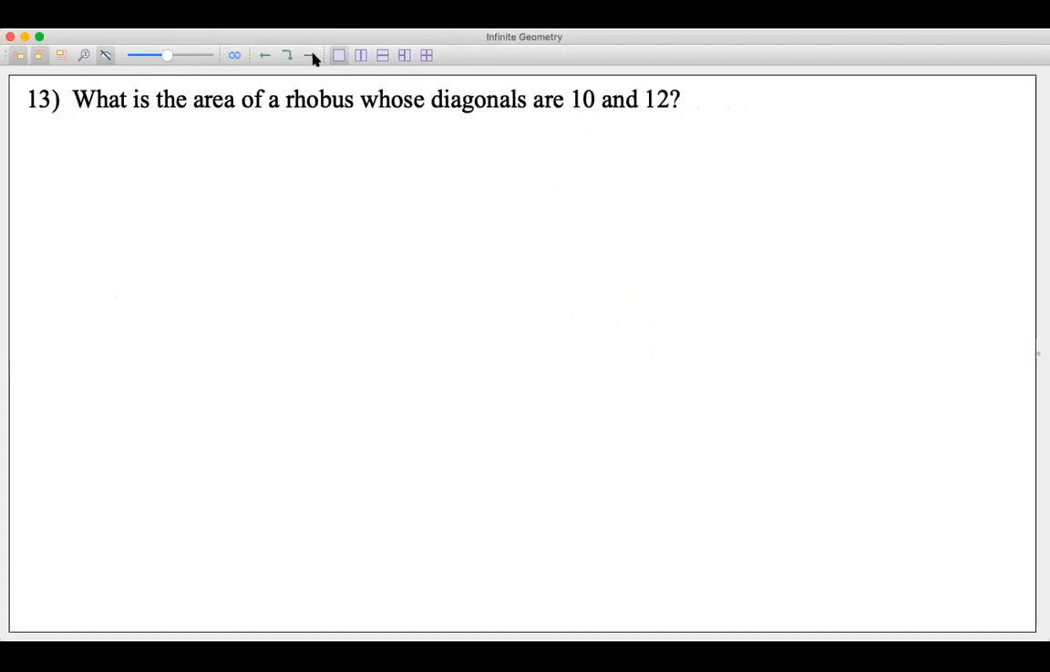All right, 13. What's your shape, Seth? Let's do 13 first. I'll go back to 12. What's the formula for rhombus? Area of a rhombus. A for area is equal to... Seth, what's the formula? Diagonal 1 times diagonal 2 divided by 2. It's that simple. Do not miss number 13.